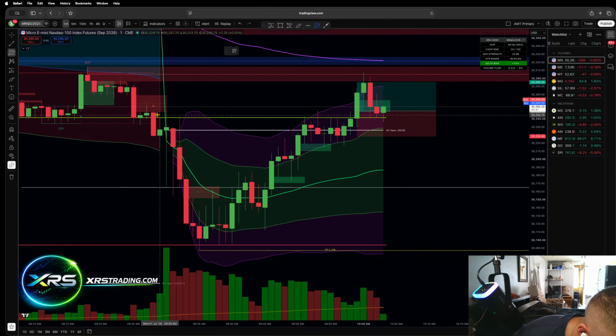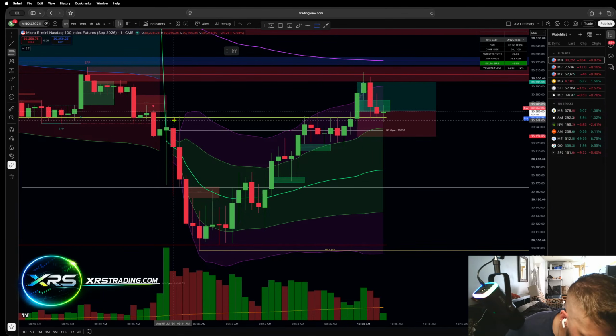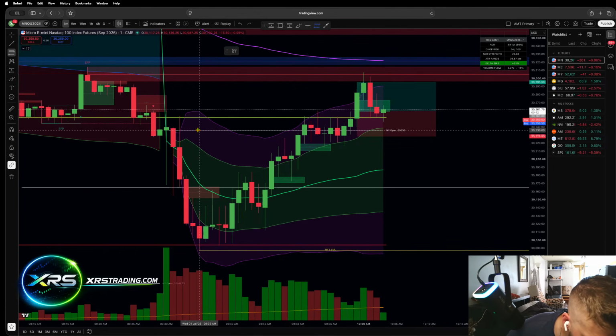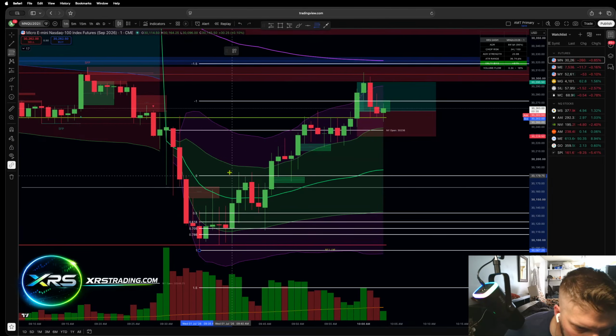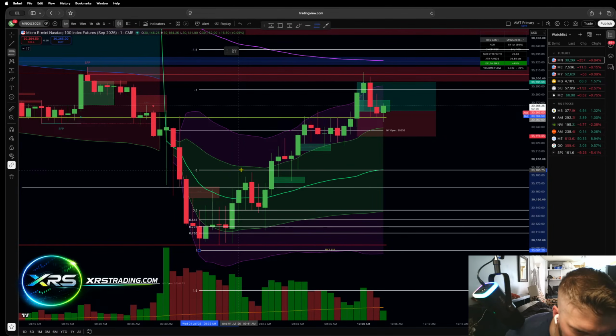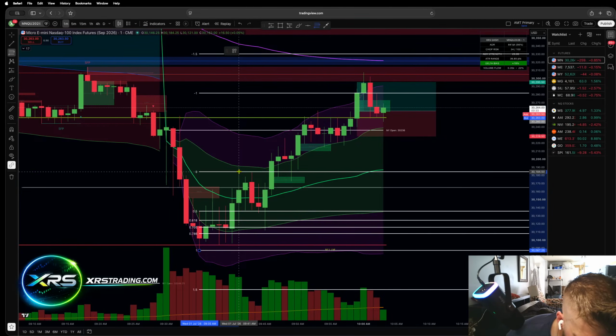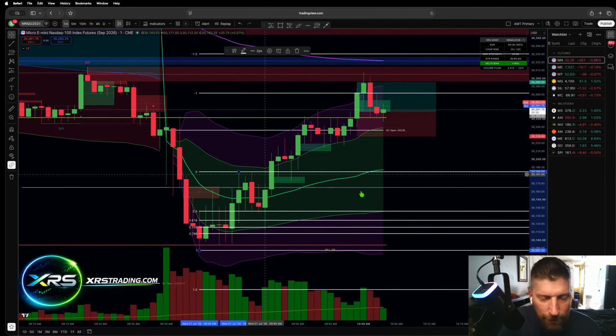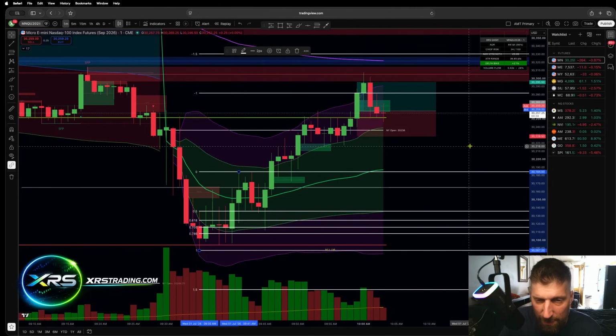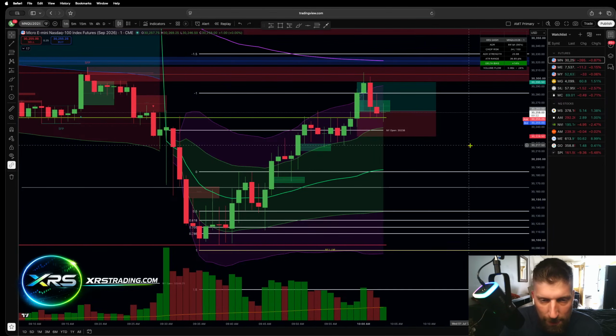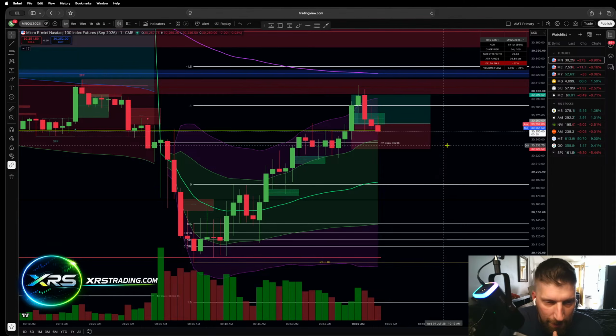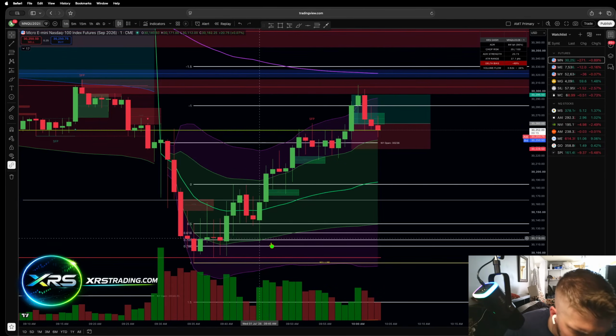To the top of the... what candle is this? The 941 candle. All right, so 935 to the top of the 941. Okay, so 935 to 941, so zero is at 941. Yeah. All right, and I went long on the 947 candle.